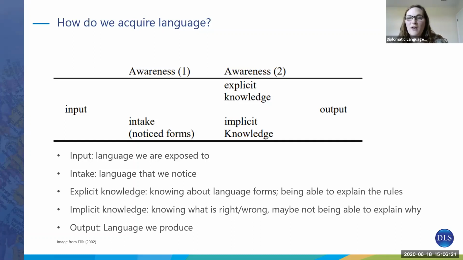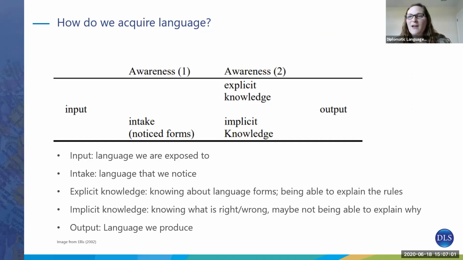The first is explicit knowledge. And so that explicit knowledge is sort of conscious knowledge about the language. So you know about the different grammar structures that are happening and you're able to explain the rules of that grammar structure. So in English, the past tense is typically formed by adding a D or ed at the end of a word, and being able to explain that, which I'm not doing a very good job of at the moment.